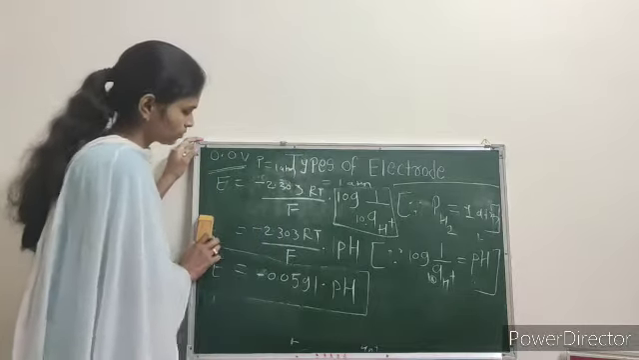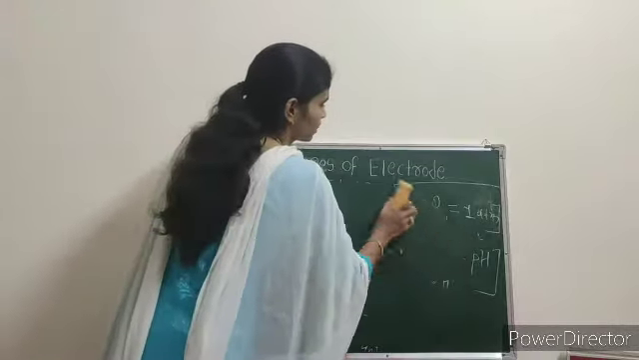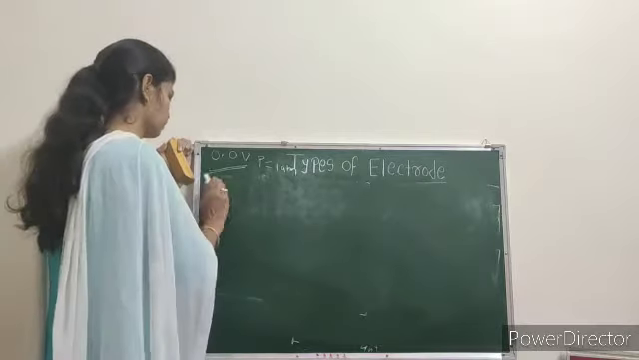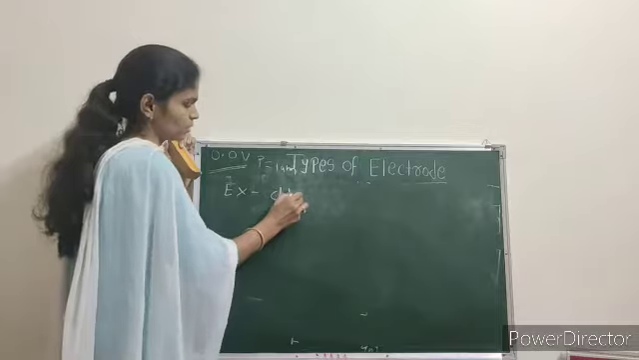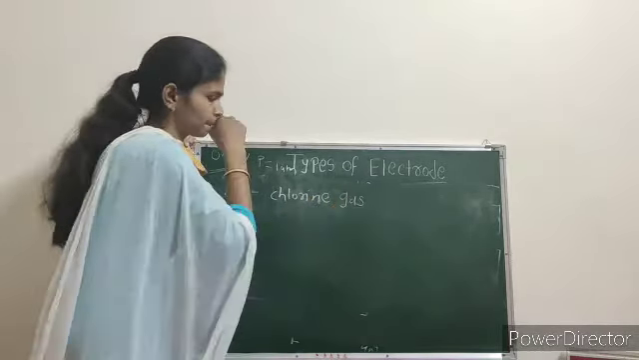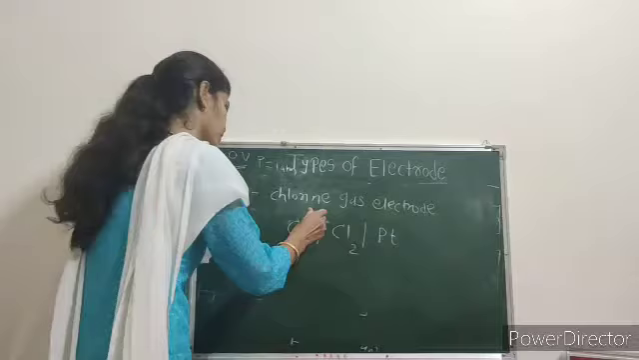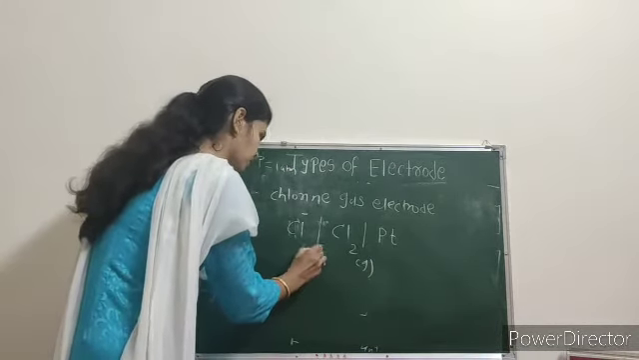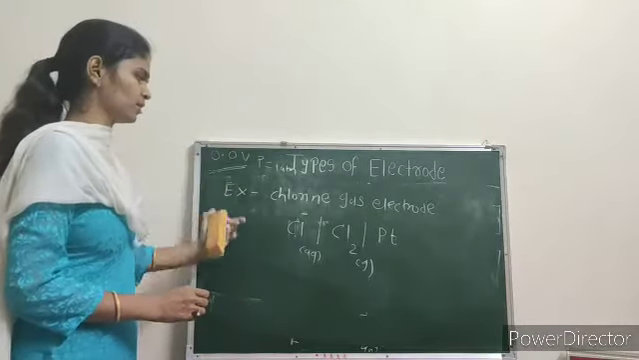The next example is the chlorine gas electrode: Cl2 gas and chloride ions in aqueous solution. Solve it the same way as the hydrogen gas electrode.